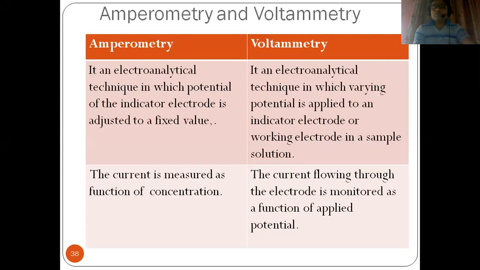So what is the basic difference between amperometry and voltammetry? Amperometry is an electroanalytical technique in which the potential of the indicator electrode is adjusted to a fixed value, whereas in voltammetry, the potential applied to the indicator electrode or working electrode in a sample solution is varied. In amperometry, the current is measured as a function of concentration. In voltammetry, the current flowing through the electrode is monitored as a function of applied potential.